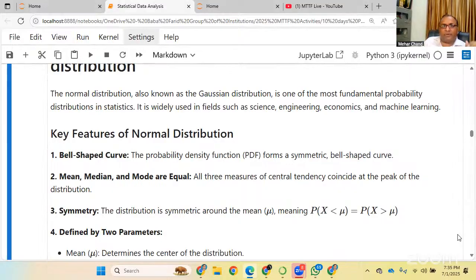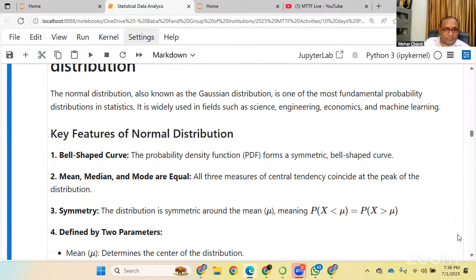So, bell-shaped curve: the probability density function forms a symmetric bell-shaped curve. Secondly, mean, median, and mode are equal. All three measures of central tendency coincide at the peak of the distribution. So when you have this normal curve, at the peak point all these three will meet together. And symmetry: the distribution is symmetric around the mean, meaning the probability of x less than mu will be equal to the probability of x greater than mu.